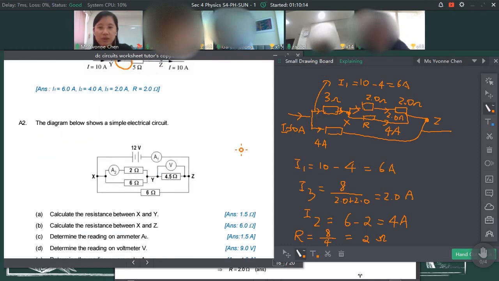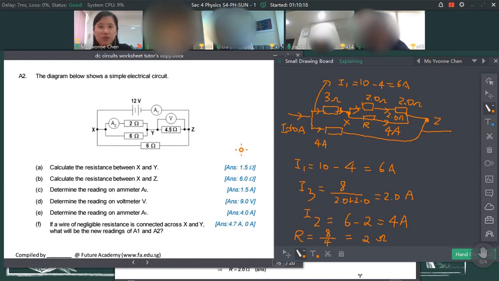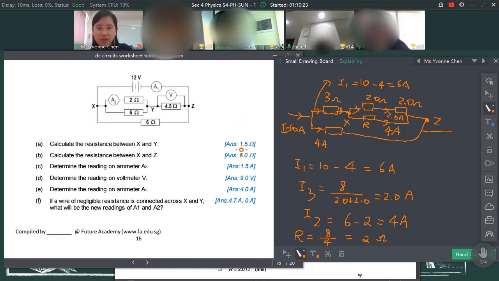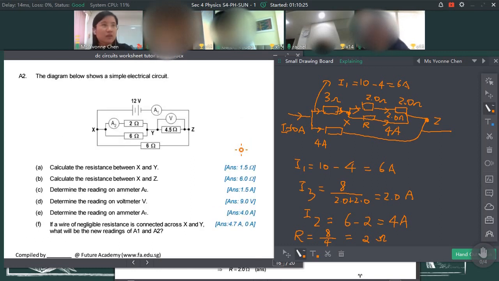Okay, now we'll talk about A2. I think A2 is easier than A1. So I'll give you some time to try A2. I think some of you haven't done yet. Okay, Chloe can continue question 3 onwards.